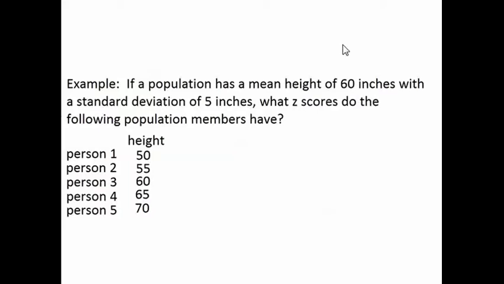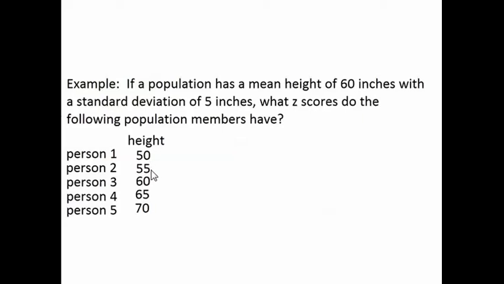To do that, we can start at the height of 60 and go down by 5s until we reach this height of 50. So if you start at 60 and you go down by 5, that's 55. And if you go down by 5 again, that's 50. So we started at 60 and we went down by 2 standard deviations and then we reached 50. So this person right here is 2 standard deviations below the mean. So this person has a z-score of -2.